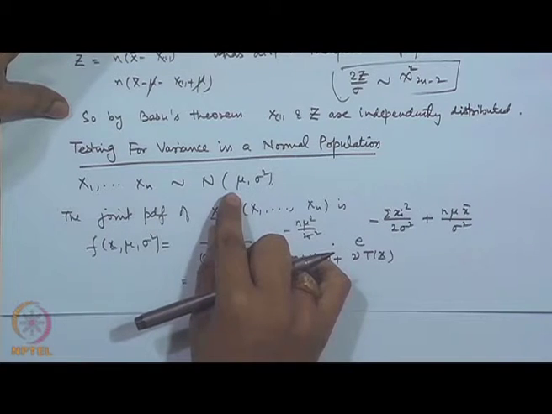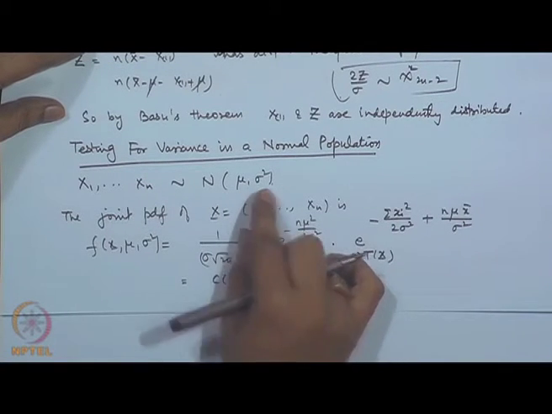In the previous lecture, I started discussing how to obtain the UMP unbiased test for the variance of a normal population when both the parameters are unknown. So, the model, let me recollect here. We considered a random sample from a normal mu sigma square distribution.